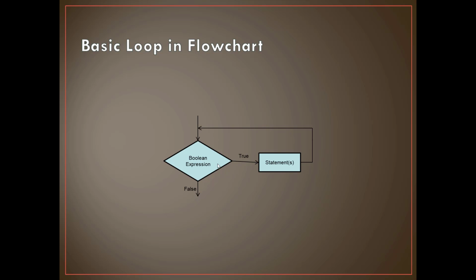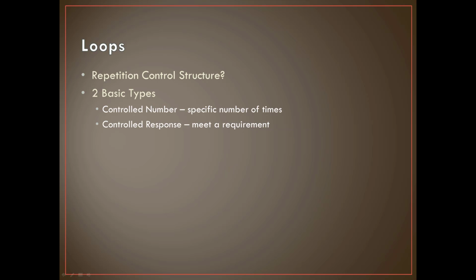But as you can see, if it keeps continuing to be true, it will go around in circles until it ends. This is going to be true for both structures, both the controlled number and the controlled response. This is just going to test if the number is finished on the controlled number, and this is going to test if the criteria is passed for the controlled response. We're going to come back and look at the for loop, which is the most used controlled number type of loop.